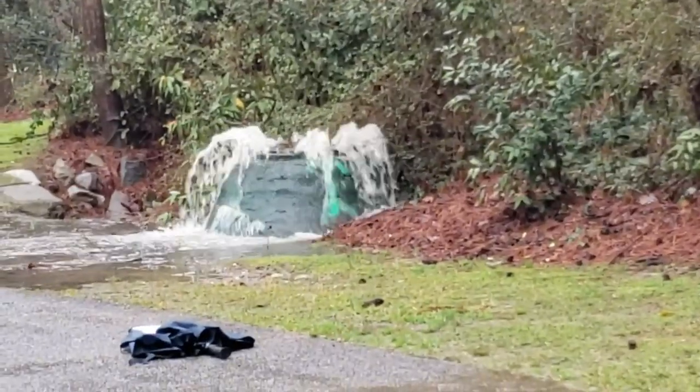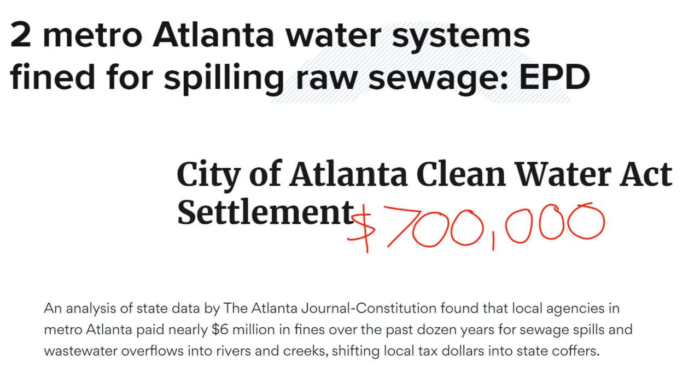Here in Atlanta, the water system in the city of Atlanta is old and it needs to be updated. And every time they have a spill where sewage winds up being dumped into the natural water cycle, they get fined. You can see recently there was a settlement of $700,000 that the city of Atlanta had to pay to the Environmental Protection Agency as a fine because they let poopy water get into the natural water cycle.